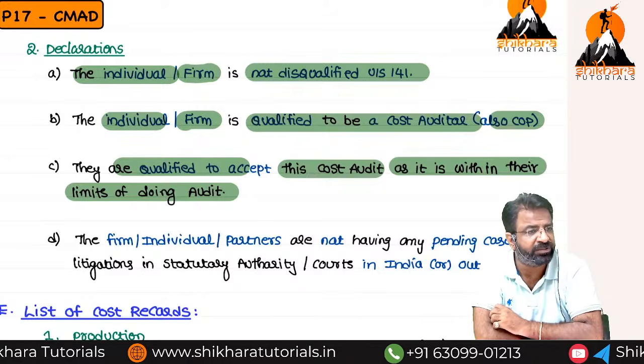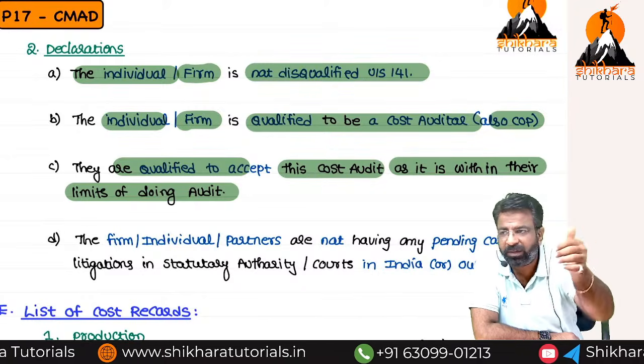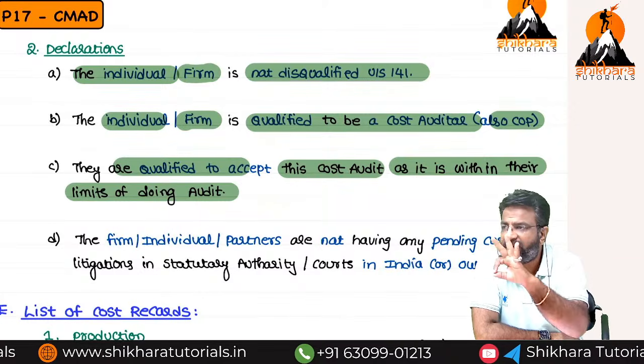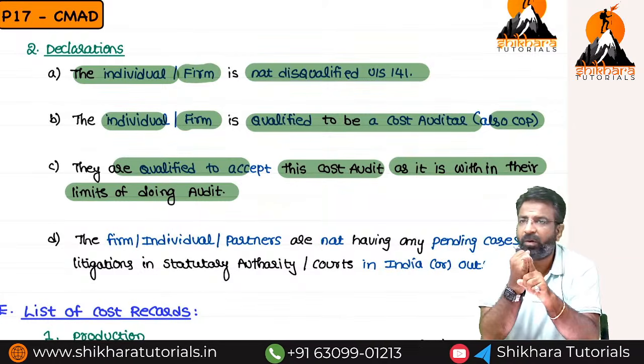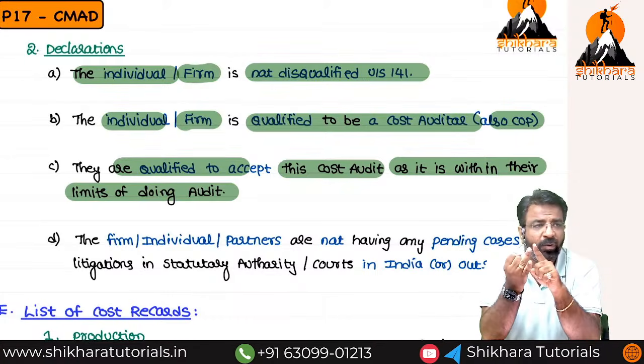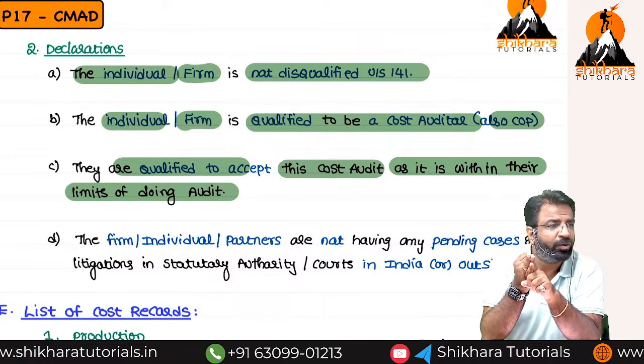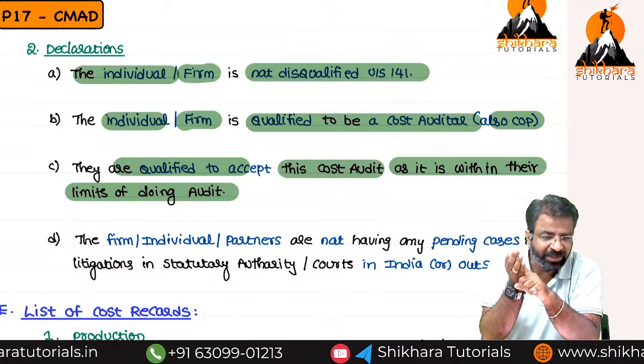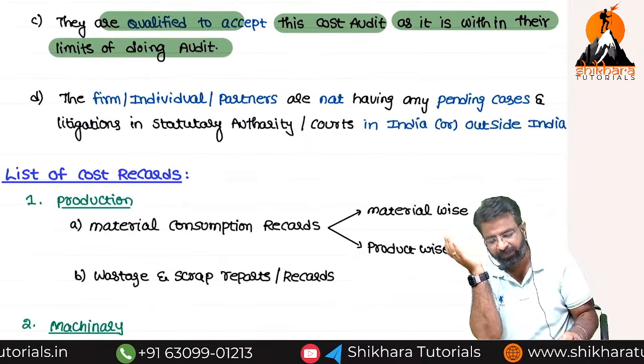What is the third declaration? After accepting your audit, I'm not breaching my which limit? Ceiling limit. So tell me why 3 declarations? We are not disqualified. We are qualified because we are the COP holders. And third, we are not breaching our which limit? Read the last one and make me understand what they are saying.